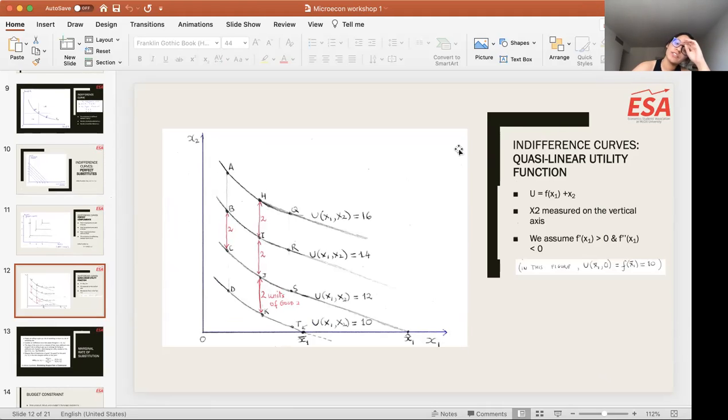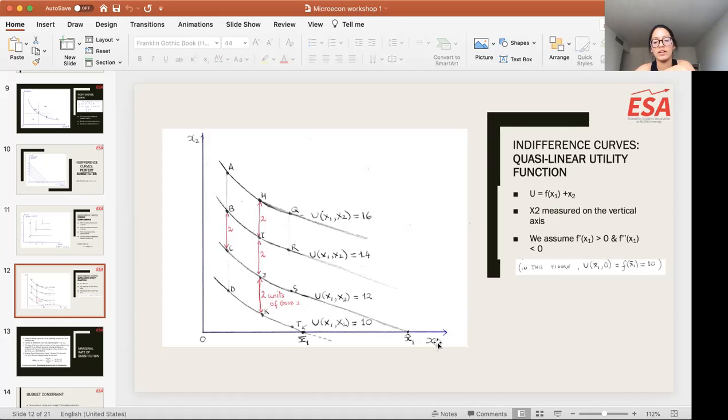No? Okay, so this one is a little more complicated than the other two. The other two are pretty straightforward. Quasi-linear utility functions are when you have, for example, u equals f(x1) plus x2. So f(x1) could be a log, a quadratic, anything like that. So it's a function plus just another quantity. So yeah, the axes are always the same.